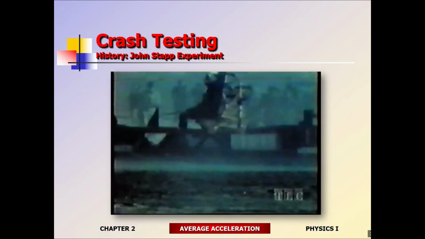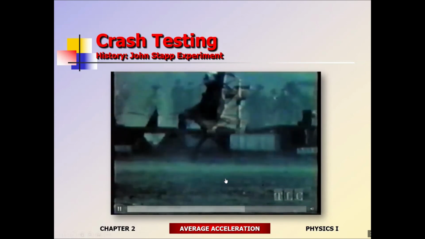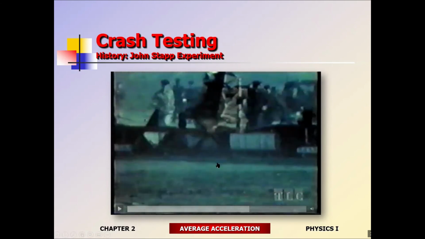Stapp had been propelled at a speed of 632 miles per hour and stopped in 1.4 seconds. For those of you who don't know, 632 miles per hour is about 80 miles per hour faster than a commercial airliner. So this guy was already moving 80 miles per hour faster than a commercial airliner at the time they put the brakes on. 1.4 seconds is this long.